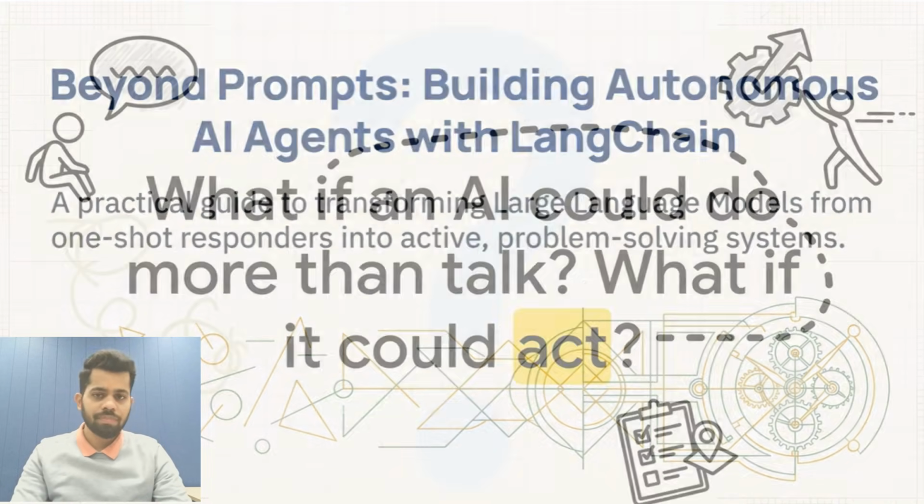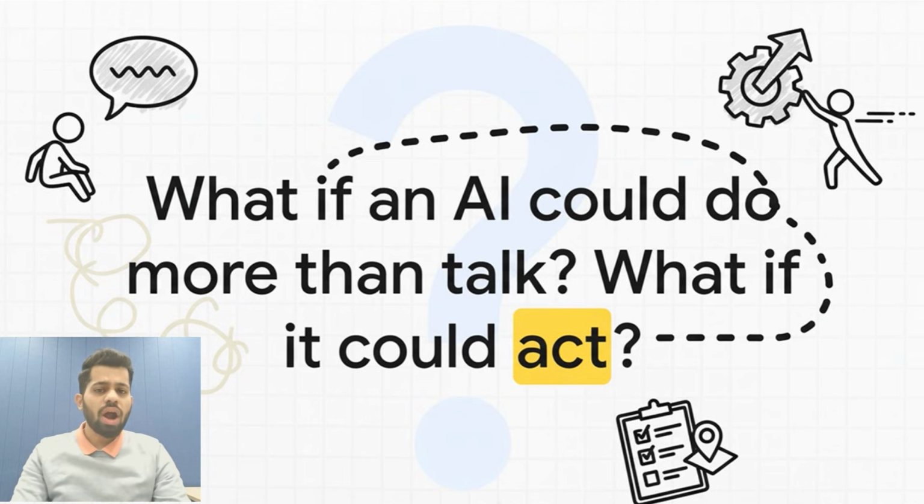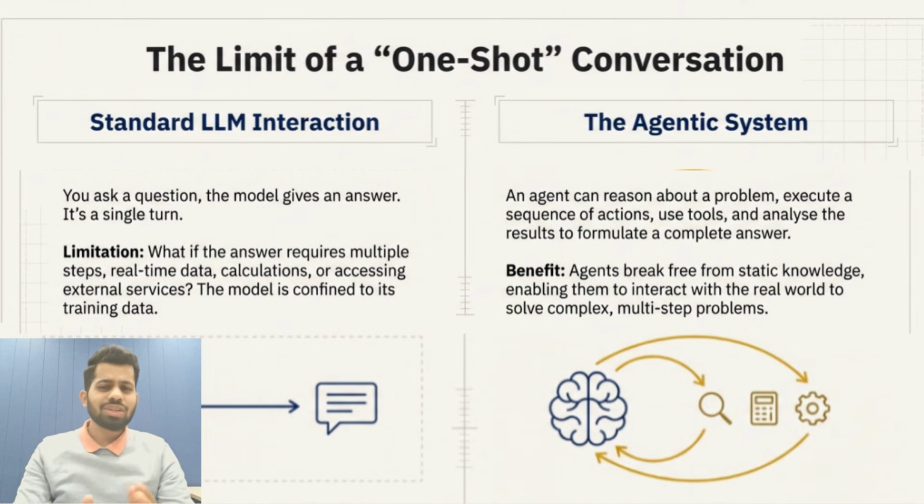So, let's dive in. First, let's understand what makes an agent different from a regular chatbot. When you ask any question to a regular chatbot, it gives an answer. That's it. That is one shot. But what if the answer requires multiple steps? What if it needs to search the web, or calculate something, or check real-time data? That's where agents come in.